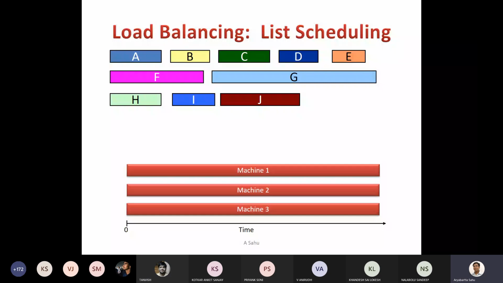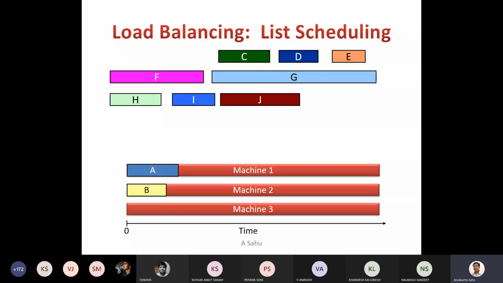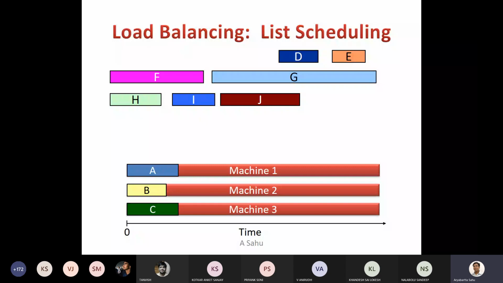Okay, so there are 10 tasks. We take A and assign it to the first machine, machine 1. Then we take B and assign it to machine 2. Now if we look at C, which machine will it be assigned to? C will go to the third machine, because machine 3 is not loaded.